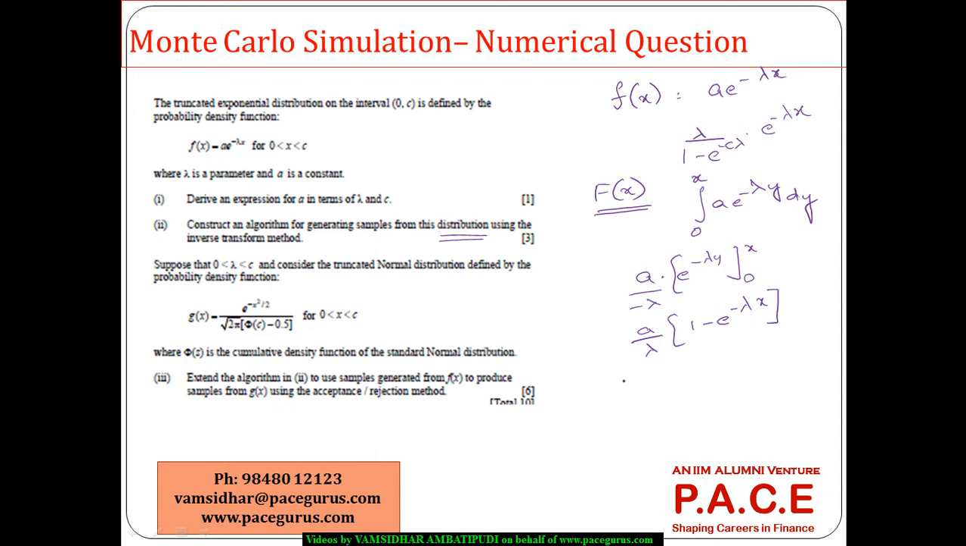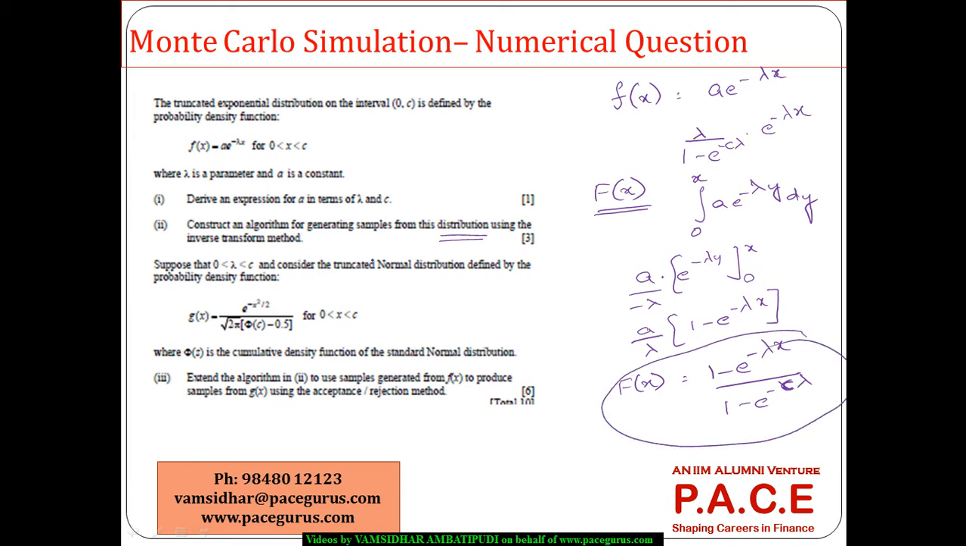And now a we already have, right? A is lambda divided by 1 minus e power minus c lambda. So lambda cancels. So finally capital F of x, the cumulative distribution function, is coming out as 1 minus e power minus lambda x divided by 1 minus e power minus c lambda. This is the cumulative distribution function.